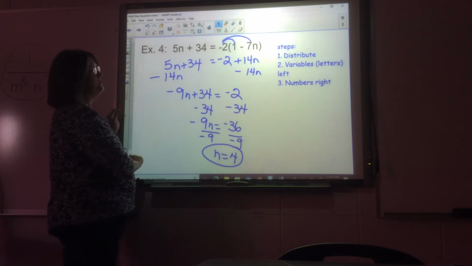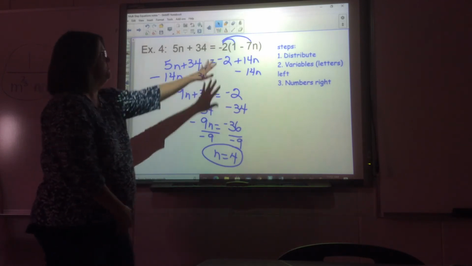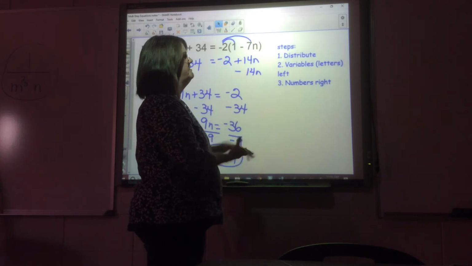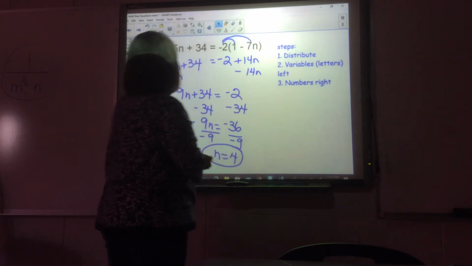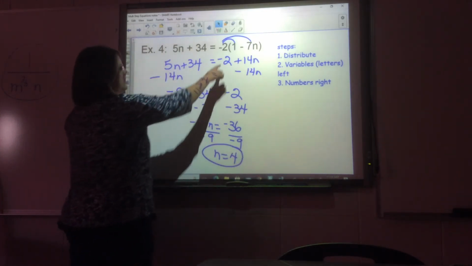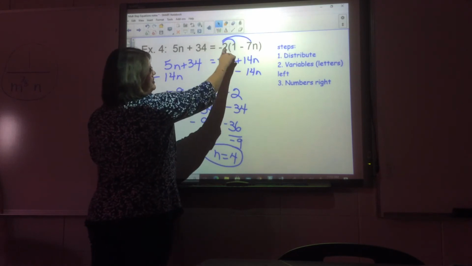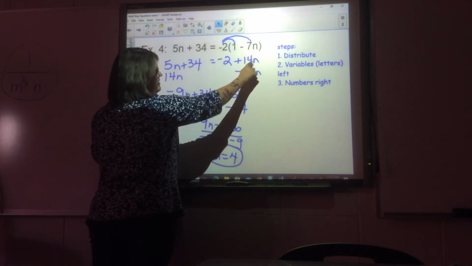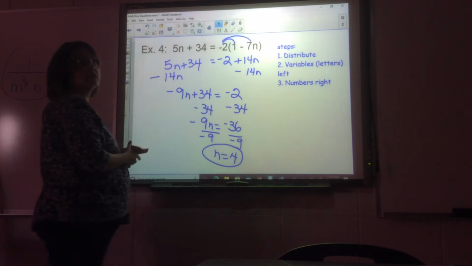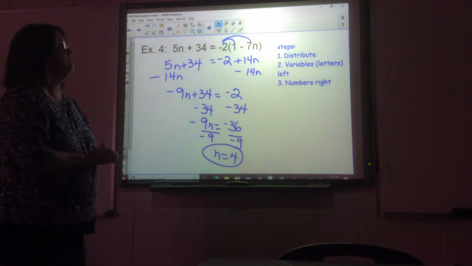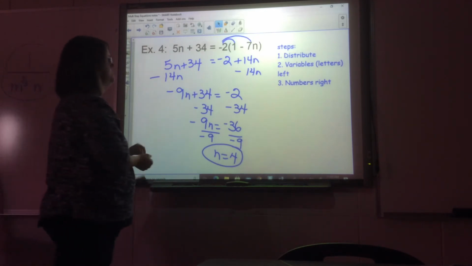This one has some distribution you need to do first. You'll notice it when there's parentheses, you have to distribute. So 5n plus 34, negative 2 times 1 is negative 2. Negative 2 times negative 7n is positive 14n. Then you follow the same thing and you move your variables to the left and your numbers to the right.